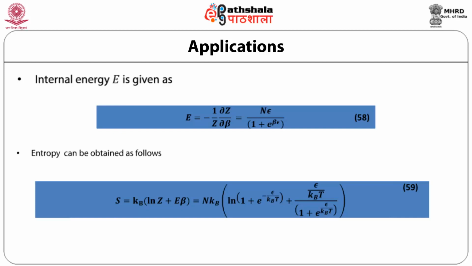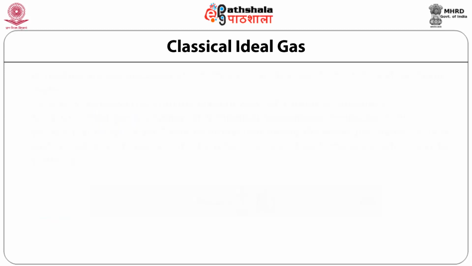Entropy can be obtained as follows: S is equal to k_B log of Z plus E beta, which is equal to n k_B log of 1 plus e raised to power epsilon by k_BT, plus epsilon by k_BT divided by 1 plus e raised to power epsilon by k_BT.